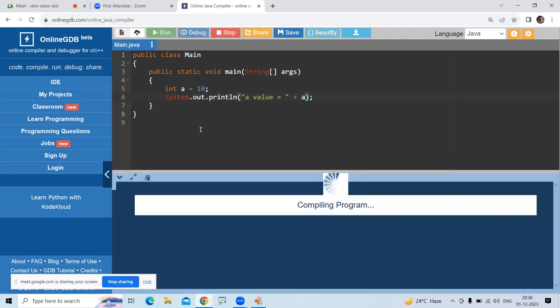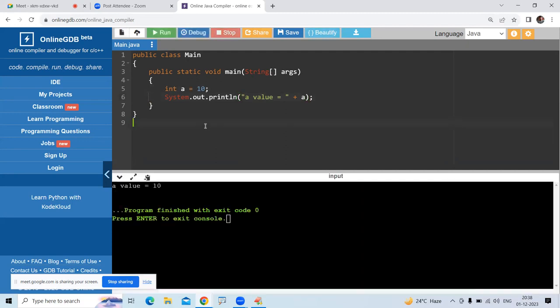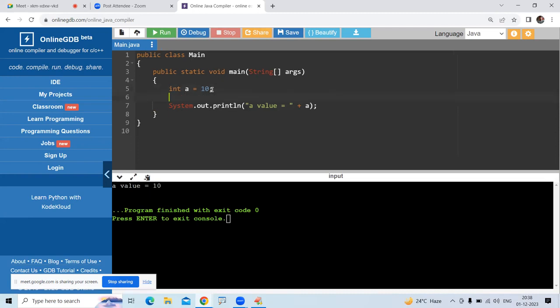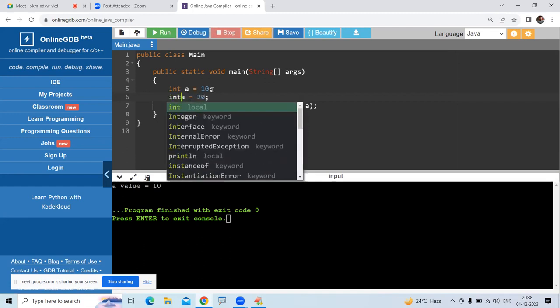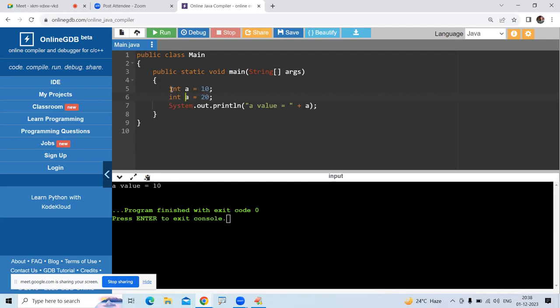See here, a very important one. Second time, sir, I want to store the value 20 into a. So a equals to 20. The point is, please don't write the data type second time. Data type you have to write only one time. Not multiple times. When you write the second time, you will get error message.